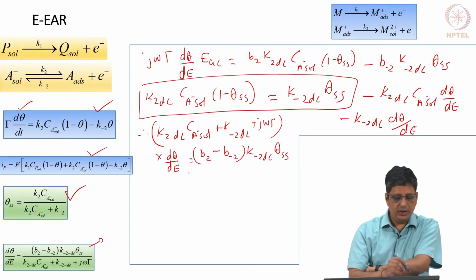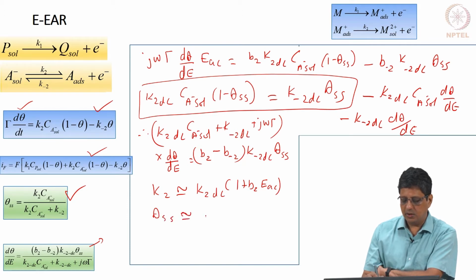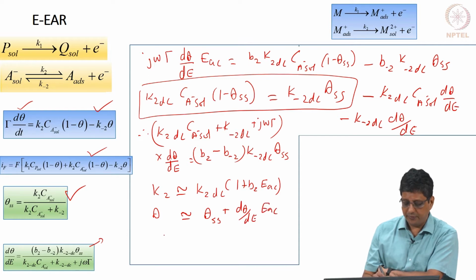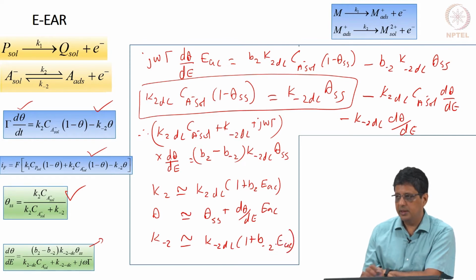So, what you should do is, first step is to write K2 is approximately equal to K2 DC 1 plus B2 EAC. Theta is approximately equal to theta SS plus d theta by dE multiplied by EAC. K minus 2 is roughly equal to K minus 2 DC, 1 minus B minus 2 EAC.